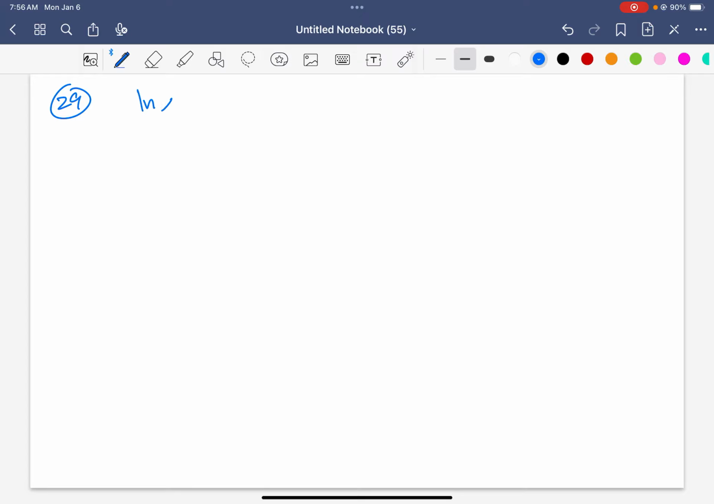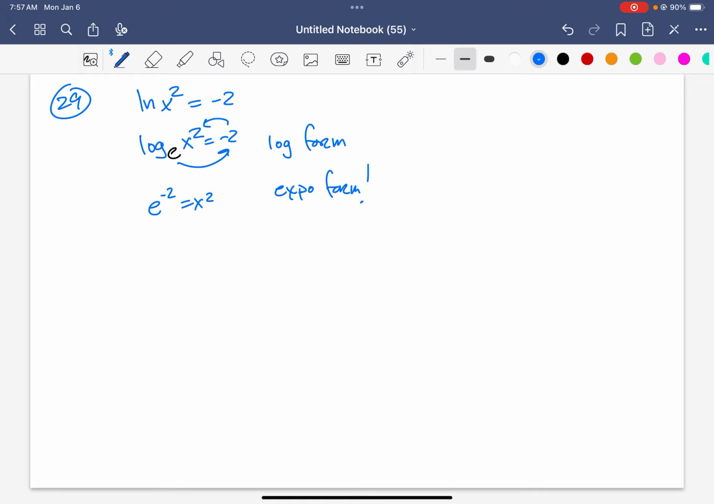29 is natural log of x squared is equal to -2. Well, okay, I need to change the form. I know that that's log base e of x squared is equal to -2. So really it's just saying that e to the -2 is equal to x squared. I go from log form to exponential form. But then that's the same as 1 over e squared is equal to x squared.